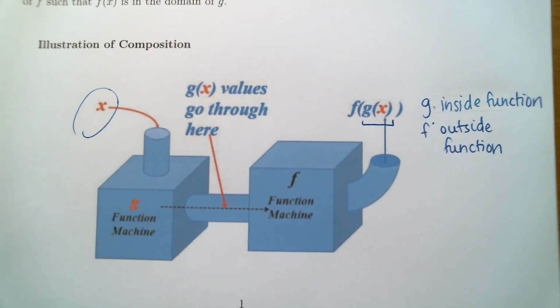So basically your input goes through the inside function first, and that rule does something to the input and spits out a number. Then that number is the input to your outside function. And then the outside function applies its rule and spits out a final number.